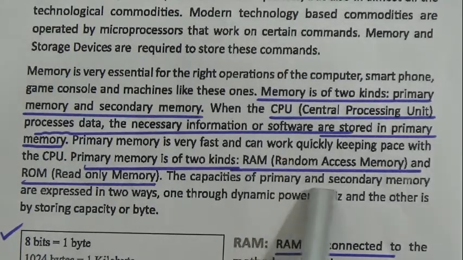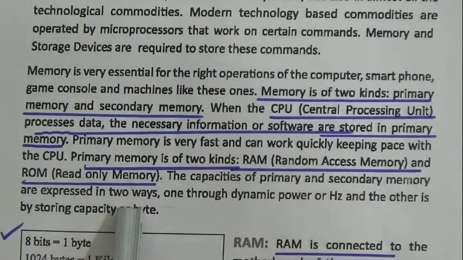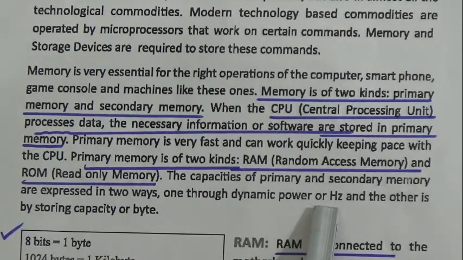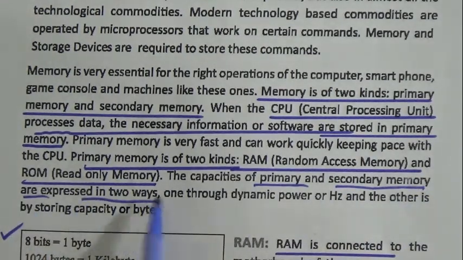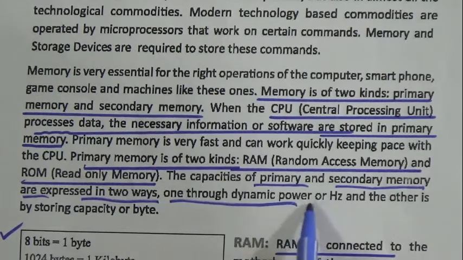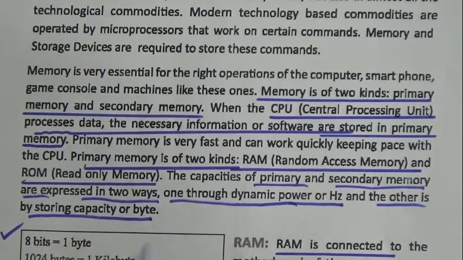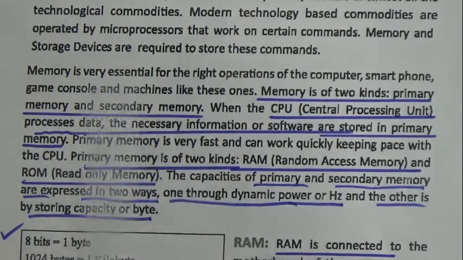The capacities of primary and secondary memory are expressed in two ways. One through dynamic power or Hz, and the other is by storing capacity or bytes. So the capacity of primary and secondary memory is expressed in two ways. Through this capacity, the primary memory does its work.